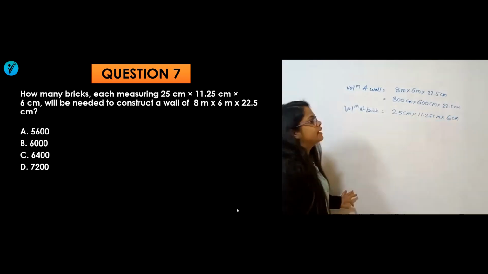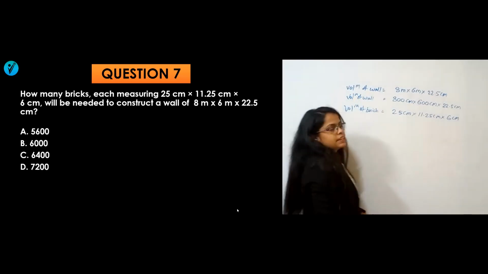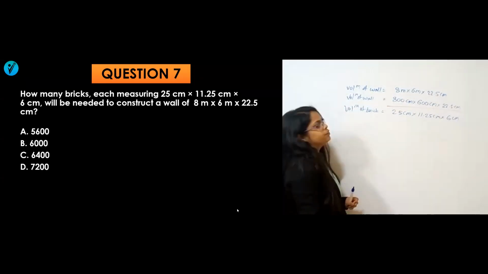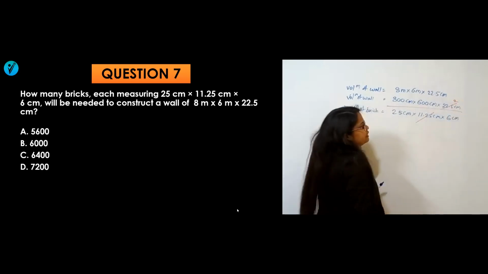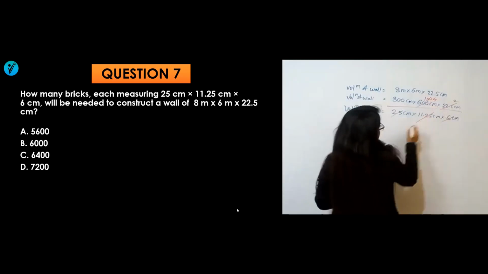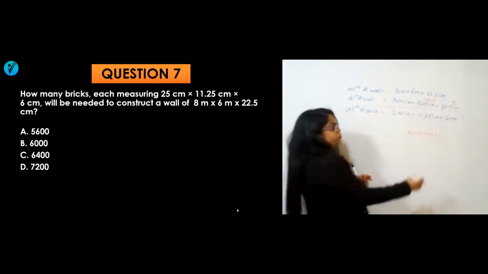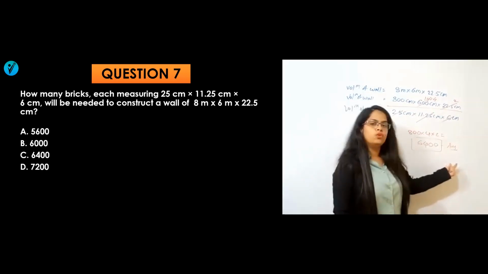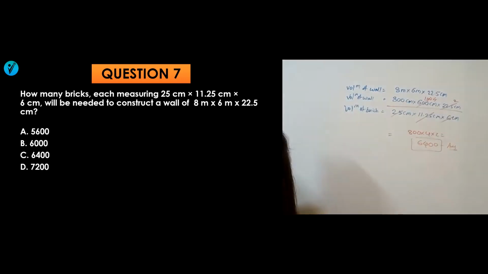So how many bricks will be required? I know that this is the volume of the wall and this is your volume of brick. Obviously, if you divide, you will get the total number of bricks. So simply we have to divide only. So you can see now, 11.25 double will be 22.5. Then 6 into 100, 25 fours are 100, sorry. So how much will it become? 800 into 4 into 2. 2 fours are 8, 8 eights are 64. So this will be the answer, 6400. That means option number C. Let's go for the next one now.